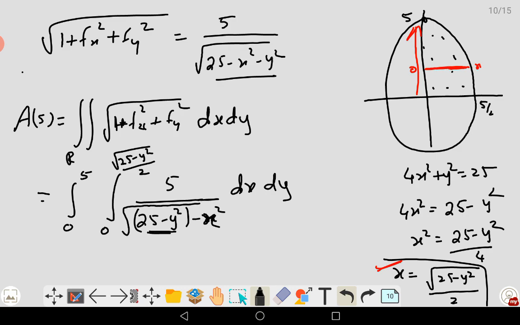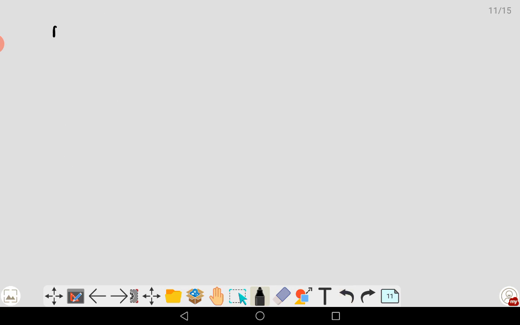Go back to the term under the square root. These are under square root, isn't it? Now we are going to consider this term as a. Okay, then the variable is x. This will be a square. The previous method of substitution will be followed. Trigonometric substitution will be followed, right? Okay, let's go to the next page.